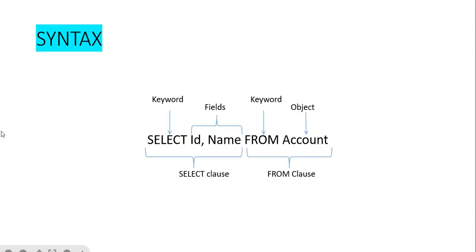Coming to the syntax, in this picture, if you see, a SOQL query starts with the SELECT keyword. After that, the fields will be added comma separated. We can add any number of fields that are present in the object. It can be a standard object or a custom object. You can include the fields that are required, or else you can add all the fields, based on your requirement.